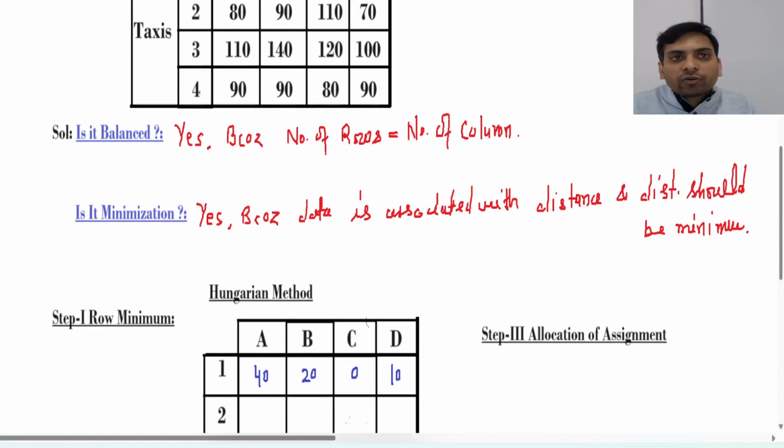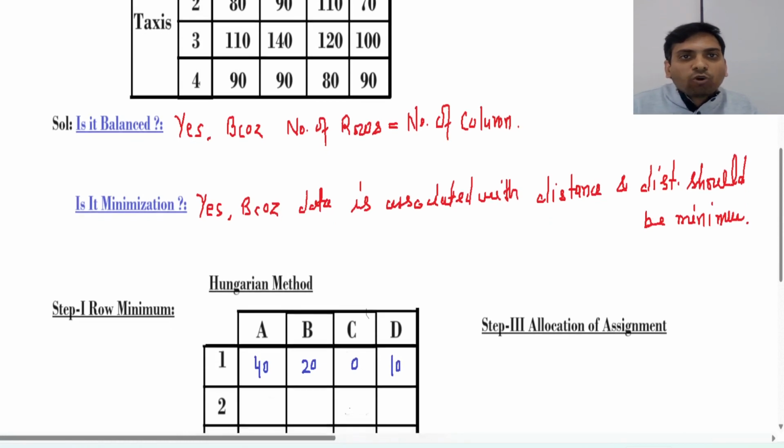Now from the second row. In the second row the least number is 70. So 80 minus 70 is 10, and then the next number, 90 minus 70, is 20. Then the next is 110, and 110 minus 70 is 40, and 70 minus 70 is 0.